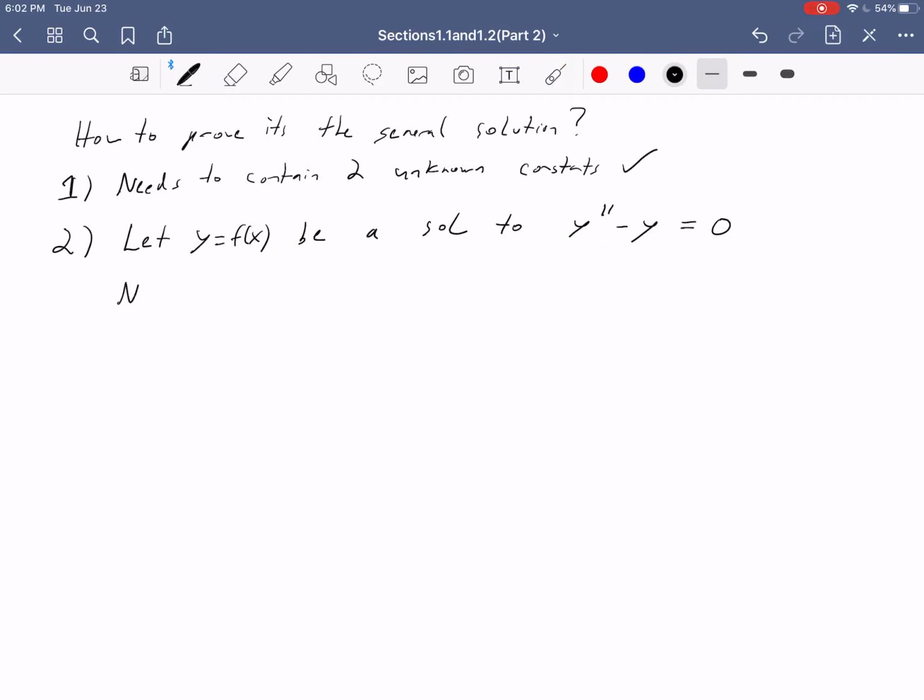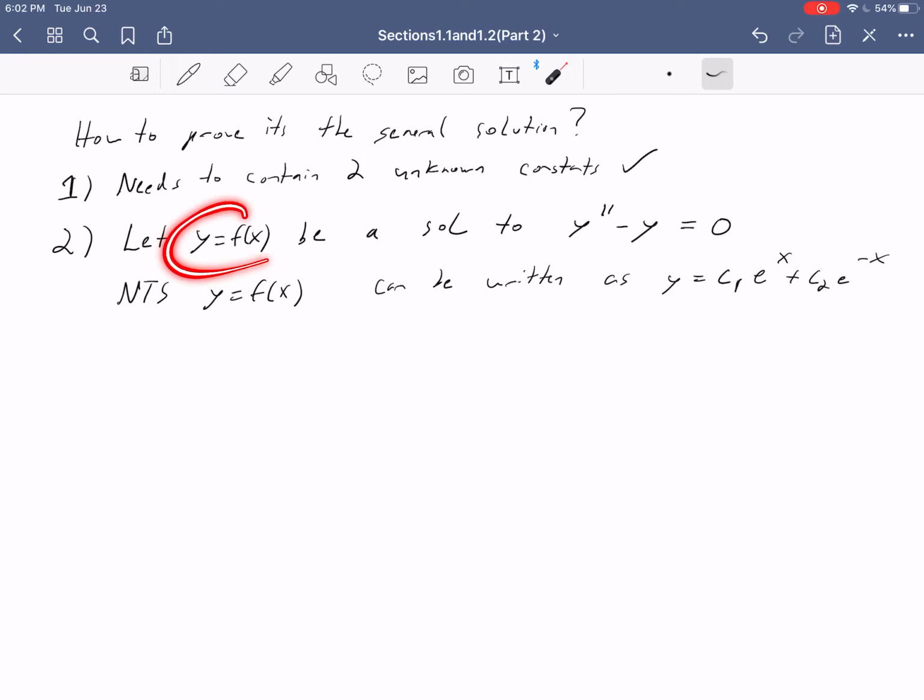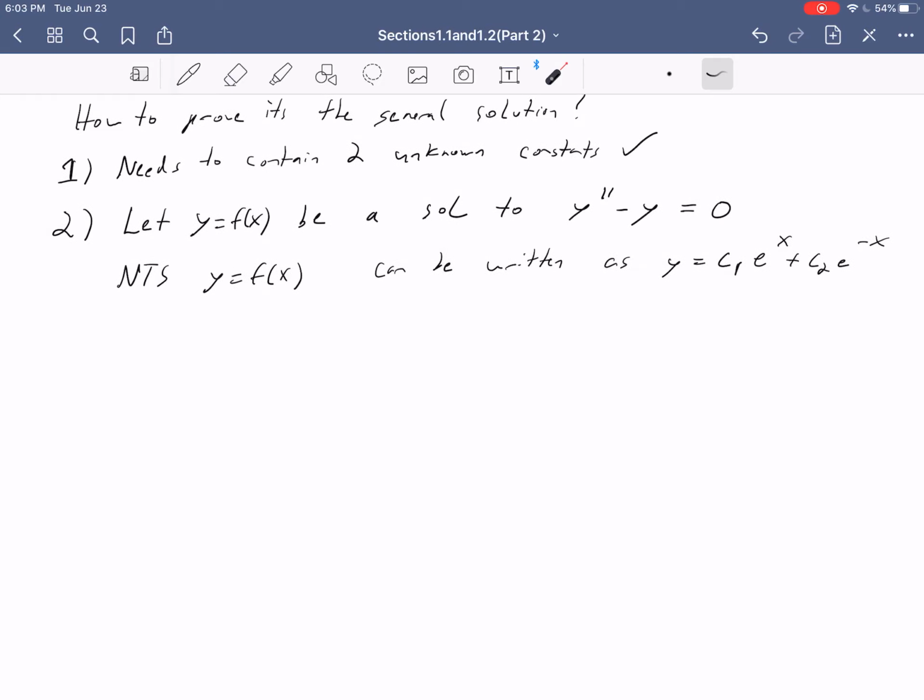What we need to show then is that y equals f of x can be written as y equals c1 e to the x plus c2 e to the negative x. In other words, we're saying if we pick out any solution to this thing, then it can be written in this format. And if we do that, then that'll prove that it is a general solution, because we're saying that every solution to this differential equation comes in this format. So how do we do that?